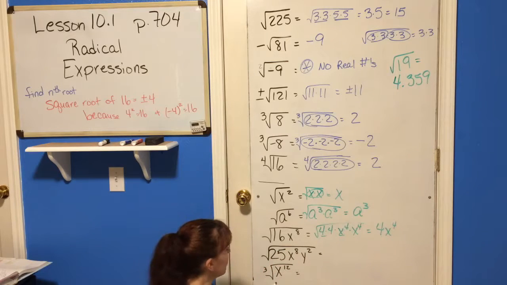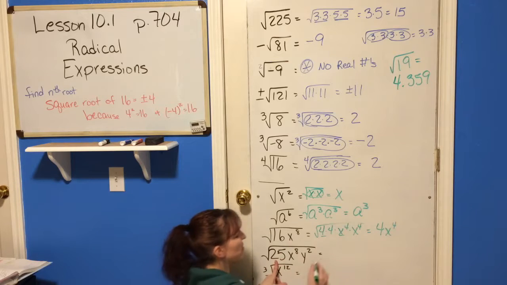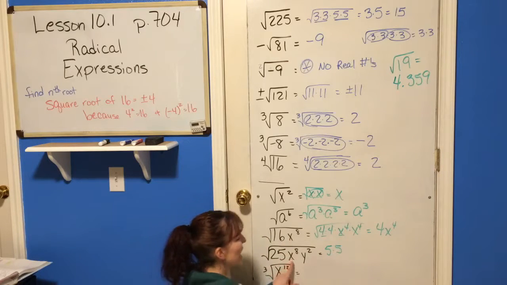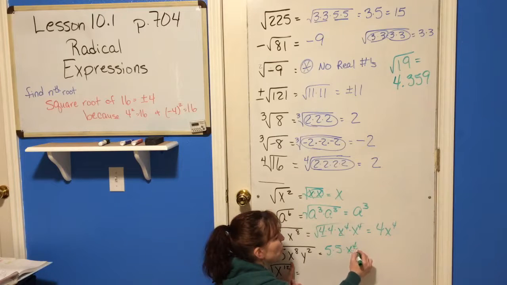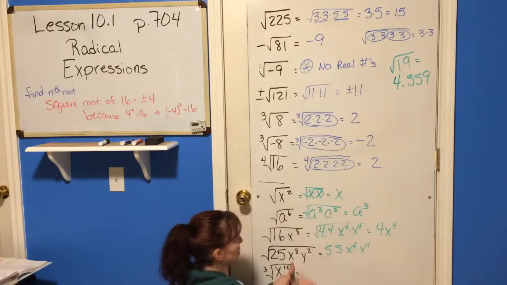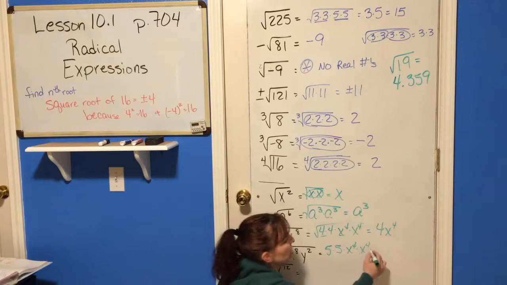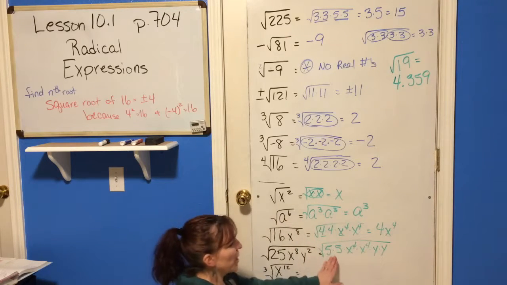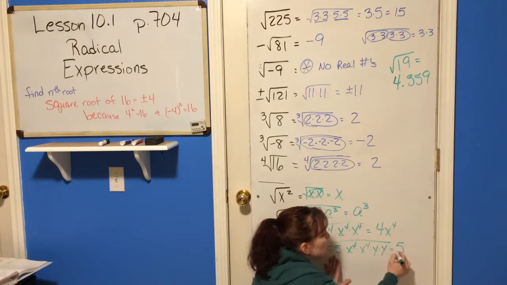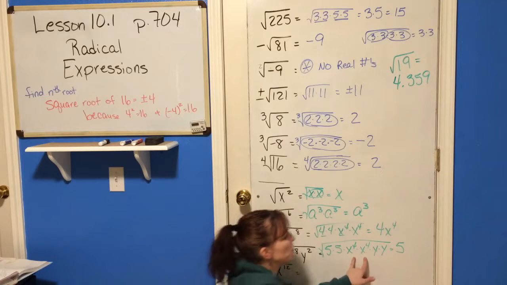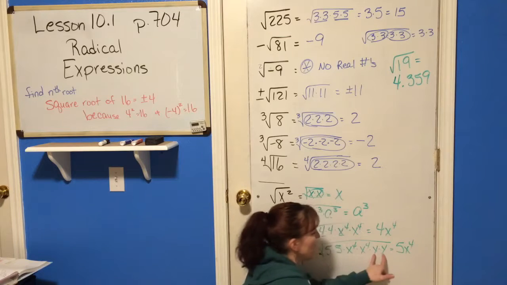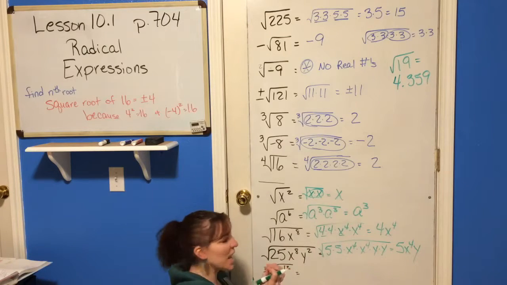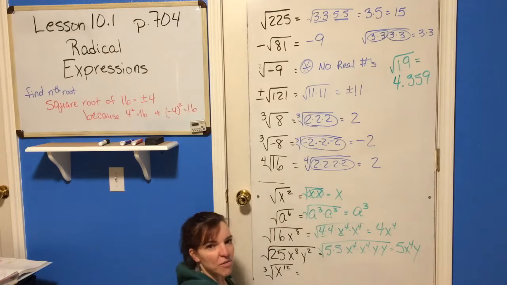All right, same thing here. 25 is 5 times 5. There's your pair there. X to the 8th is x to the 4th times x to the 4th, and we just did an 8th up here. And y squared is y times y. So then we have a pair of 5s. We have a pair of x to the 4ths. And we have a pair of y's. So if you have a pair that's exactly the same, then you can pull it out of the box.